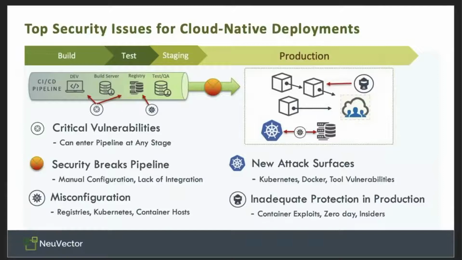When some events or some process are running, it's too late for the agent-based solution to see that. So those are the top security issues for cloud native deployments. Let's look at it from a different angle, like a build, test, staging, pipeline angle. You want to kill all the critical vulnerabilities as much as you can at the CI/CD build stage.